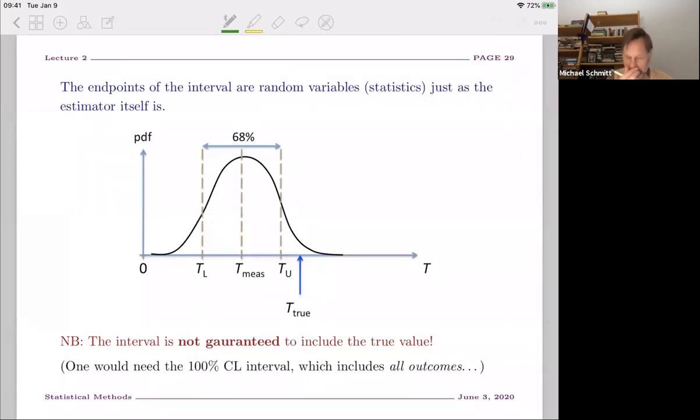In order to do that, we'd have to have 100% confidence level, and that would include all possible outcomes. That means it would go up to positive infinity for the temperature and down to 0, which is a useless statement. Okay.